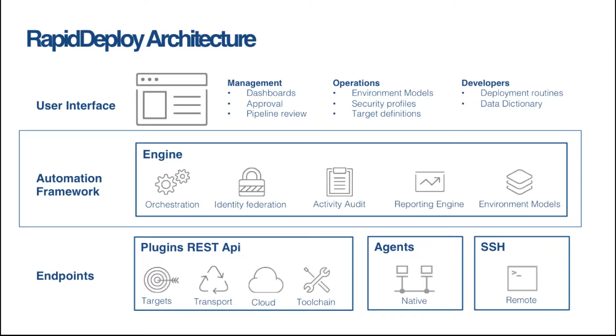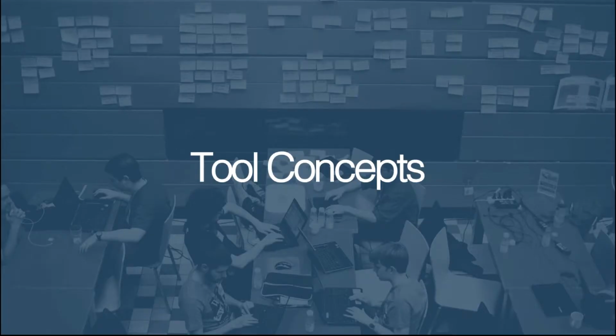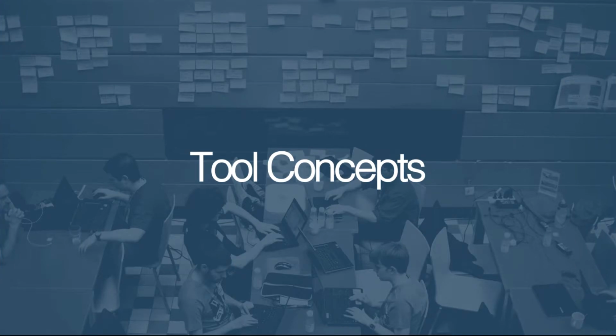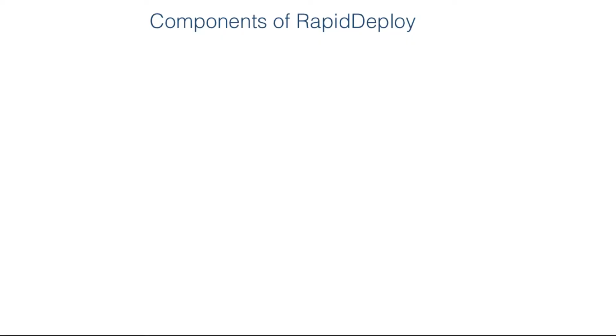Okay, so let's move on. Let's now have a look at the tool concepts. Okay, so let's first have a look at the components of RapidDeploy. There are four main components to RapidDeploy. The first of these is the resource library. And the resource library is a collection of external resources. And so it's the things, it's the what that we actually deploy.